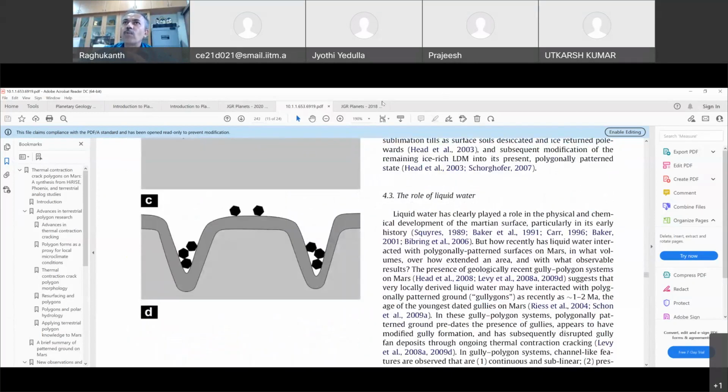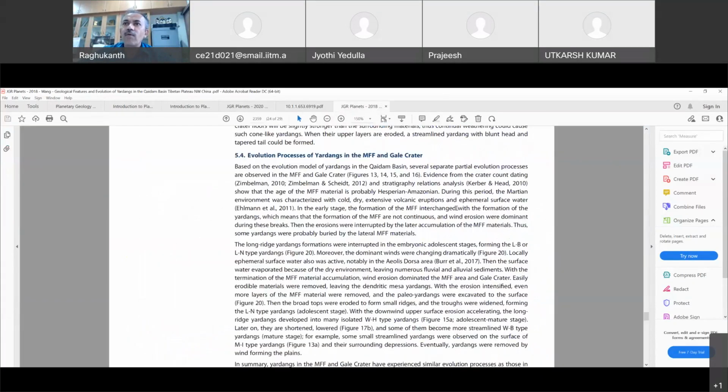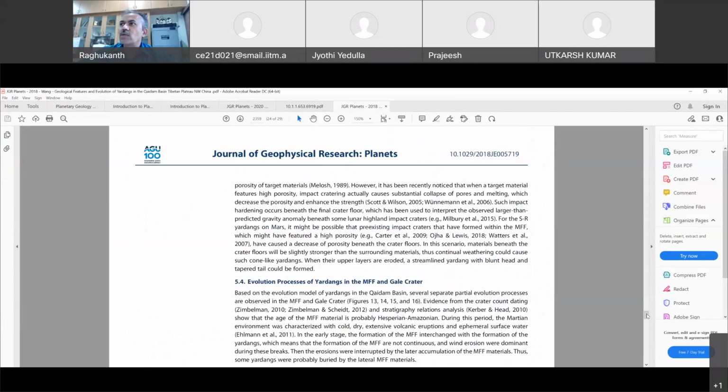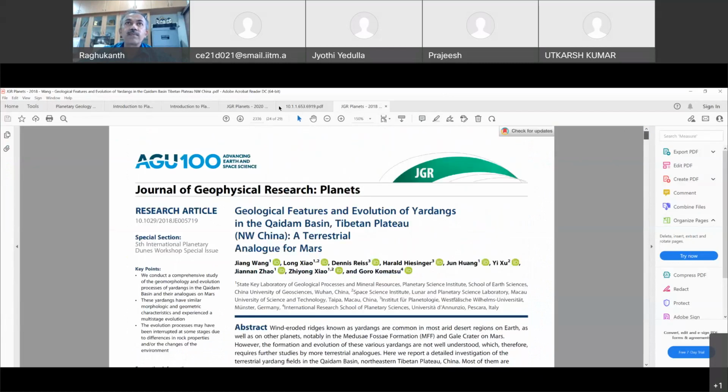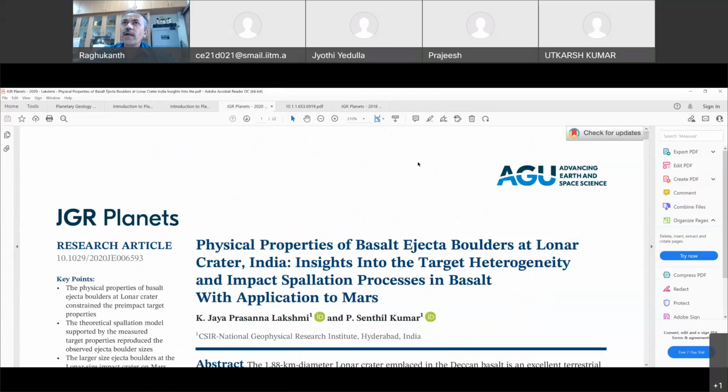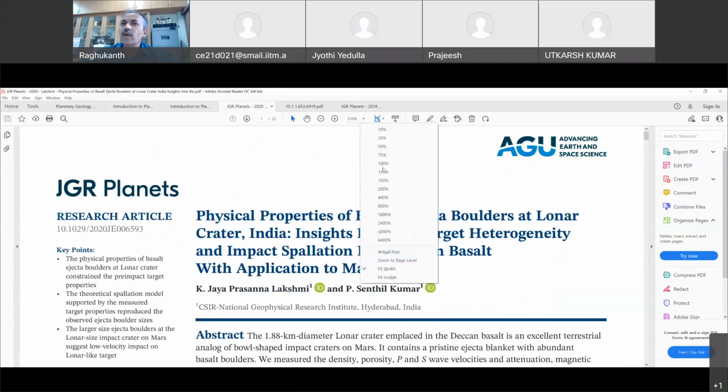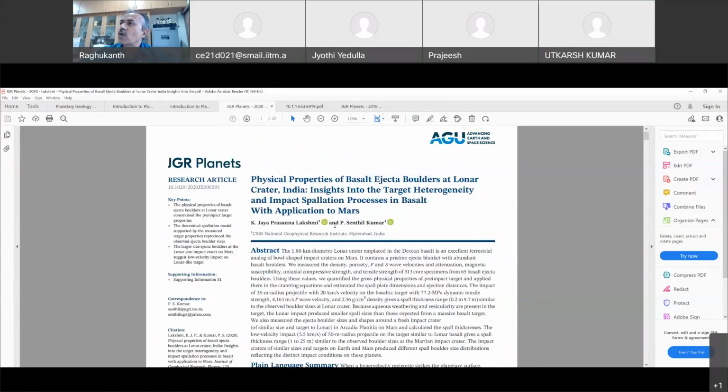Now I will show you one more interesting thing for this. One more analogy I will show you. This is for the... you can read this one. This is a lunar crater. Okay. So as I told, right, Senthil Kumar, who was supposed to teach this course, but anyway, an NGRI scientist himself, he has done this.